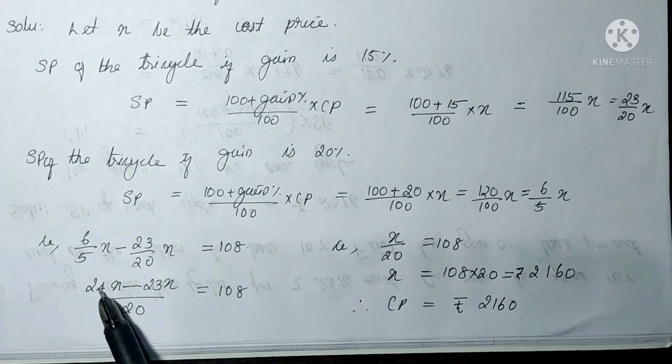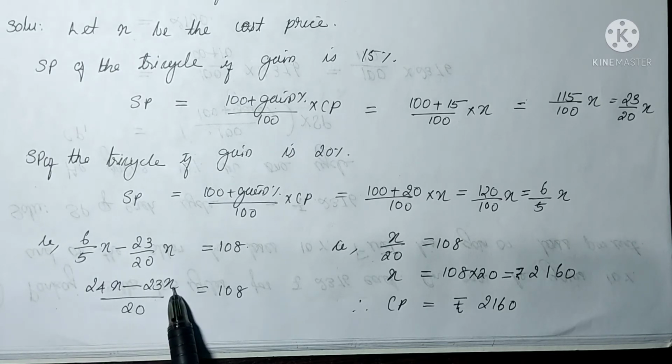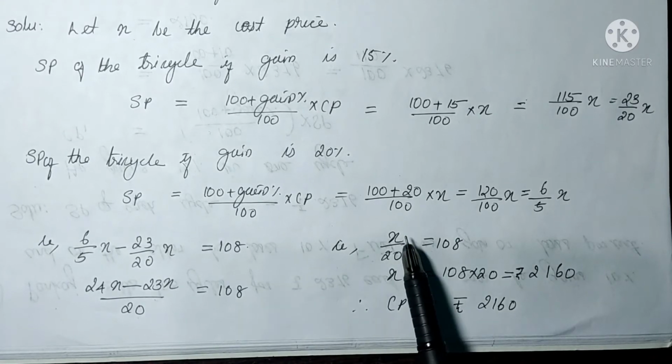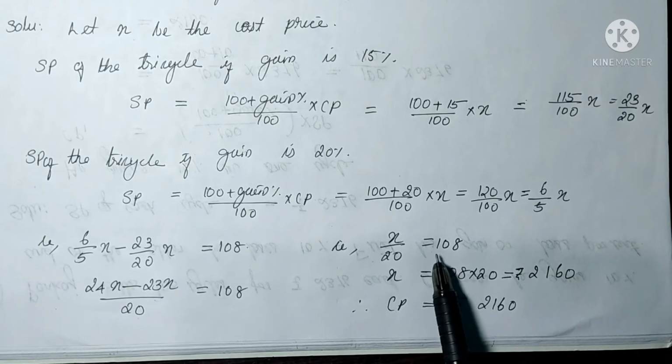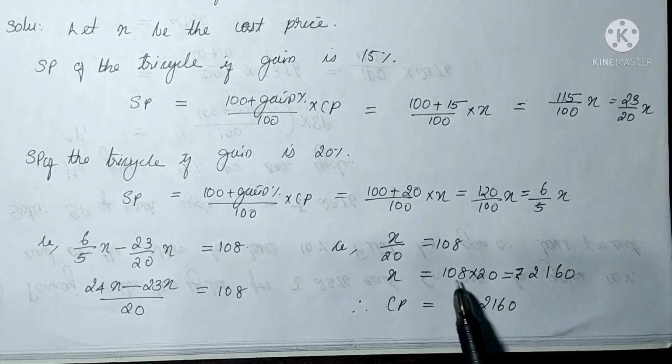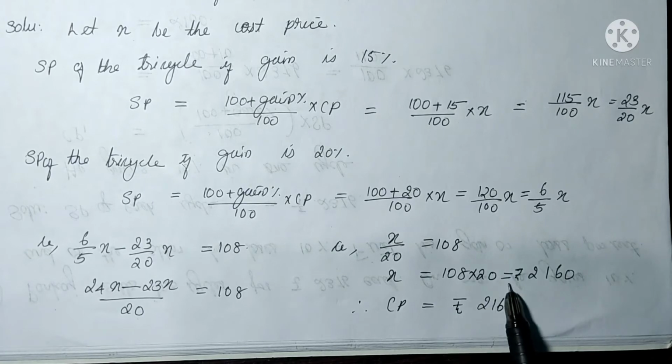Now, here we can see 5 and 20 are the denominators. We take 20 as the common denominator, the LCM. So 5 into 4 becomes 20, so 4 into 6 becomes 24. So 24x minus 23x by 20 is equal to 108. That is 24 minus 23 is 1, so x by 20 is equal to 108. Or x is equal to 108 into 20, which is equal to 2160. That is our required CP, rupees 2160.